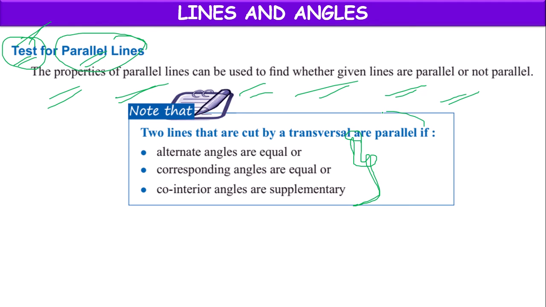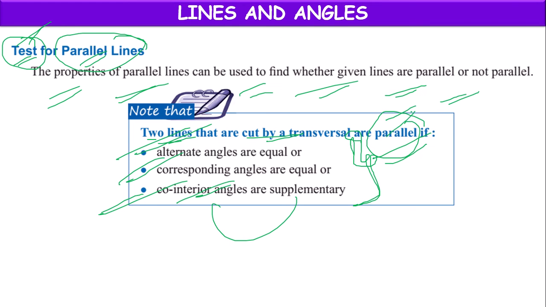So, if we have parallel lines, and these two parallel lines are cut by a transversal, what are the properties? Alternate angles are equal, corresponding angles are equal, co-interior angles are supplementary. These three properties are applicable for parallel lines.